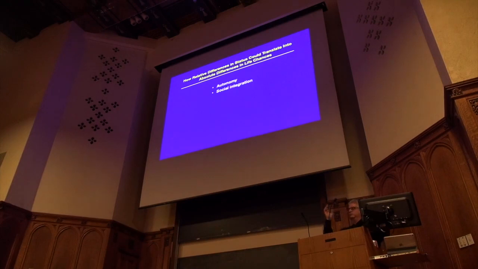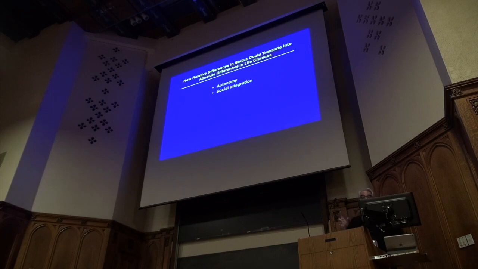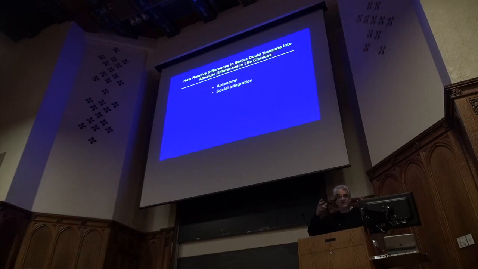Okay, so that's the phenomenon to be explained. And there are, in fact, a number of possible explanations for this gradient. One category of explanations is that relative differences in status might translate into absolute differences in life chances by affecting two key items in human needs. How might that happen? Maybe by affecting your ability to have autonomy near the top of Maslow's hierarchy, or maybe by affecting your ability to have social integration, again, higher up Maslow's hierarchy.